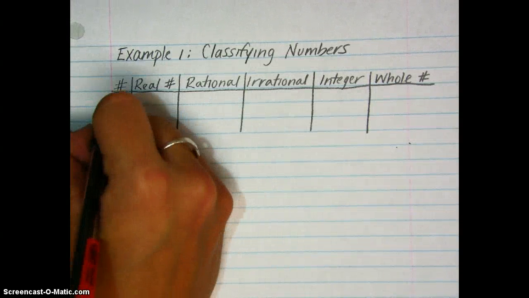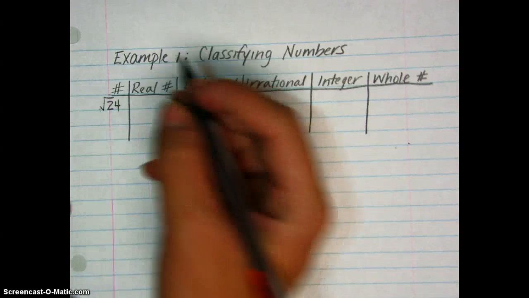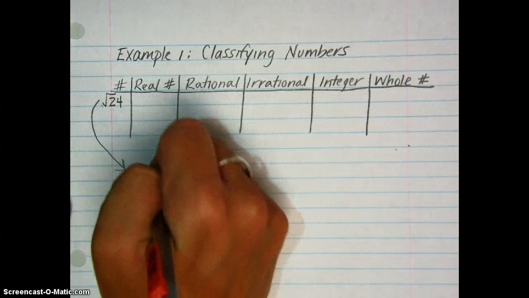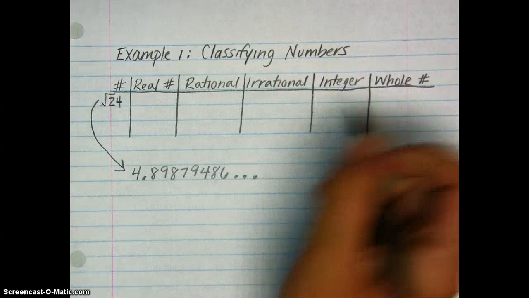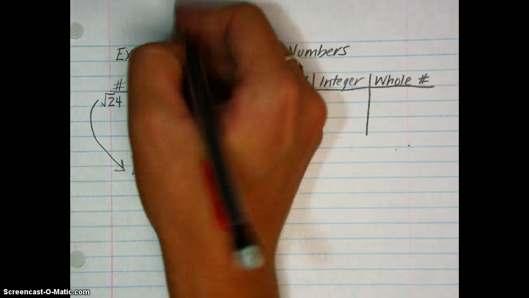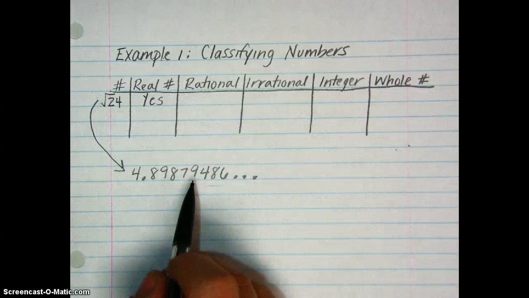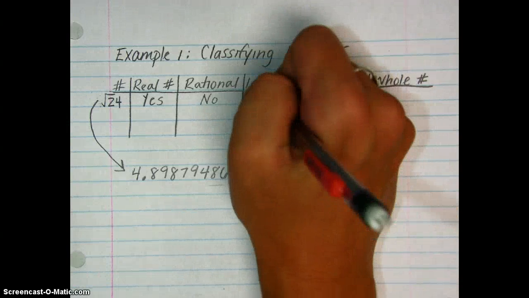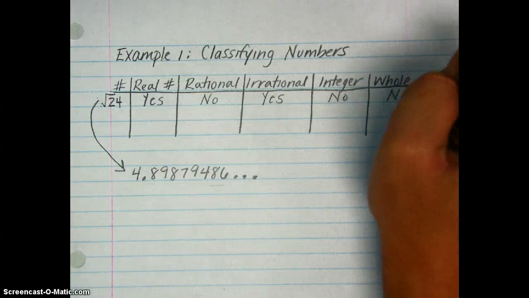And let's start with square root of 24. Now, if you put the square root of 24 into your calculator, you're going to find that I'll write it down here, it is going to give you 4.89879486, yada, yada, yada. So it just continues to repeat without any kind of rhyme or reason, just randomly. Is it a real number? Yes. All numbers that we're going to talk about that you can think of, if you can put this on the number line, yes, it's a real number. Rational? No. Remember, if the decimal repeats with no rhyme or reason, then it's irrational. It is not an integer, nor is it a whole number.